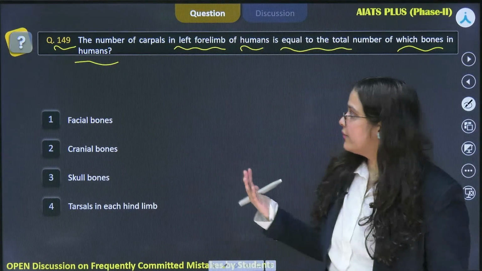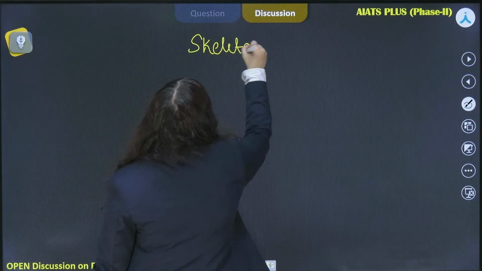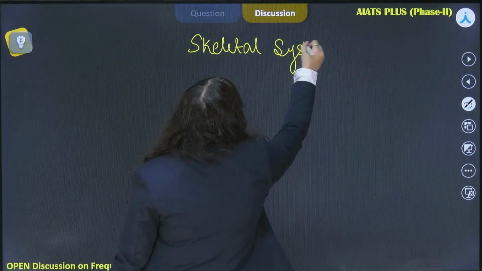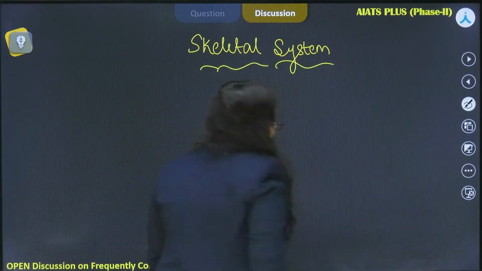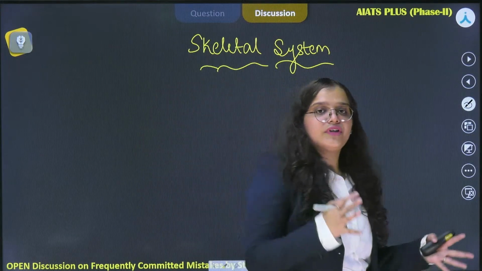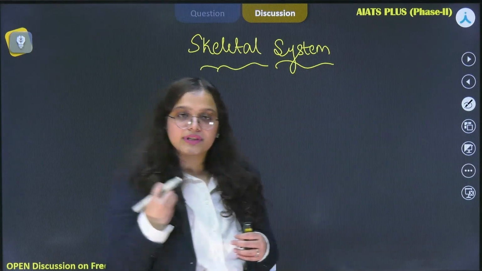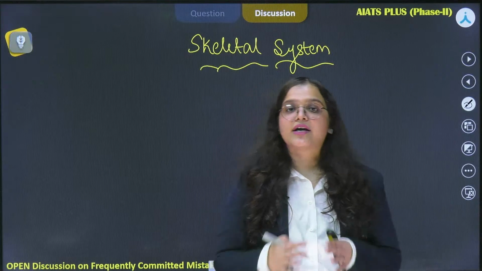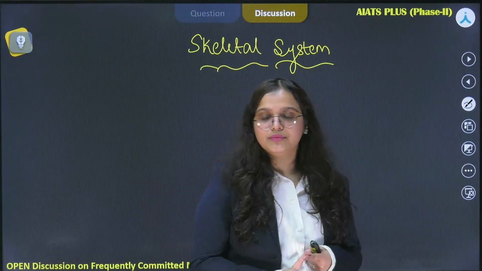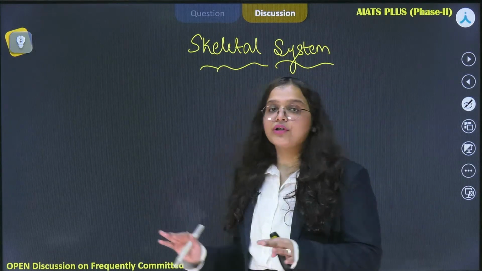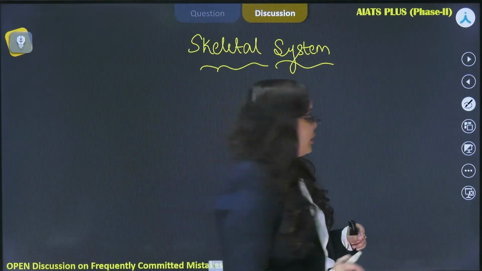So let us quickly revise the concept of the skeletal system to answer this question. All right. I am able to walk right in front of you. You are able to sit properly. All of this is facilitated by the skeletal system. So basically the skeletal system present in our body provides a framework to our body, and it helps in movement, it provides protection, and there are a lot of important functions associated with the skeletal system present in our body.